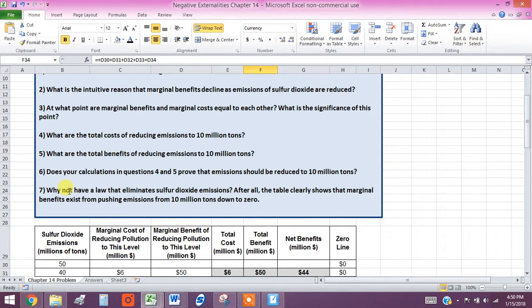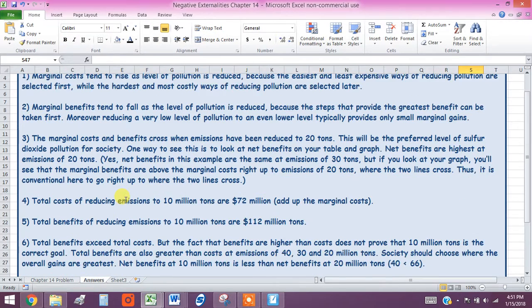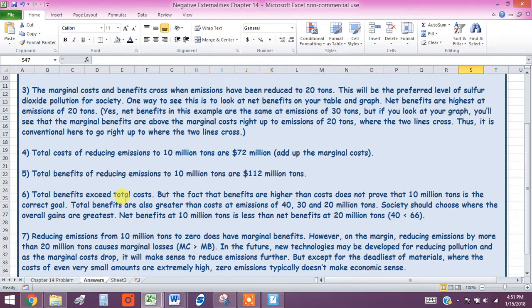So that leads us to question number 6, which is, do your calculations in questions 4 and 5 prove that emissions should be reduced to 10 million tons? Well, actually the answer is no. And why that is, let's just jump over here to our answer. Even though total benefits do exceed total cost, the fact that the benefits are higher than cost does not prove that 10 million tons is the correct goal. Total benefits are also greater than cost at emissions of 40, 30, and 20.